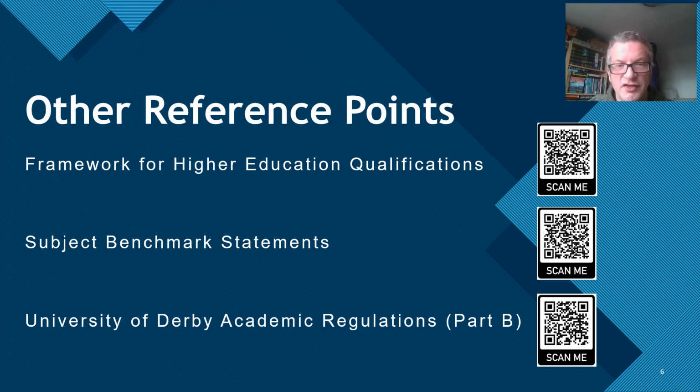The last link is to the University of Derby's Academic Regulations Part B, which includes a description of levels 4, 5, 6 and 7 and some of the general principles and themes that should be explored at those levels. Also a useful reference point.